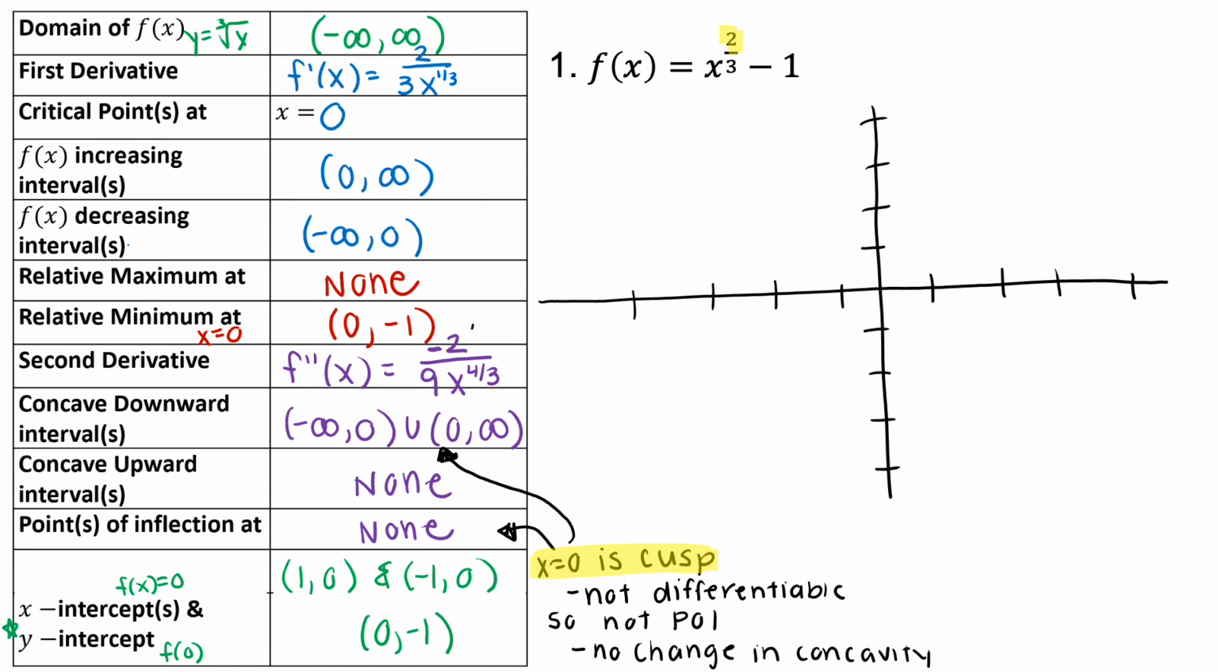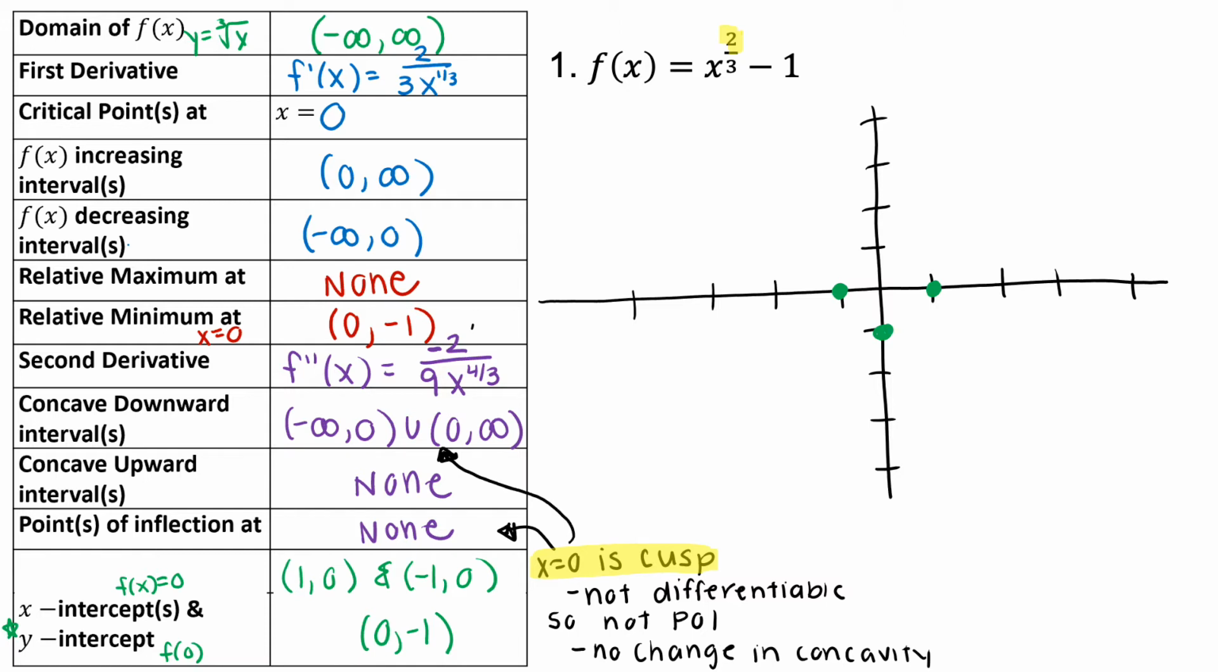Now we can go ahead and take the information that we found and put it on our graph. So the first thing I want to put are the intercepts, the points that we actually found on our original function. So we have the point 1, 0 and -1, 0. Those are our x-intercepts. And we have the point 0, -1, our y-intercept.